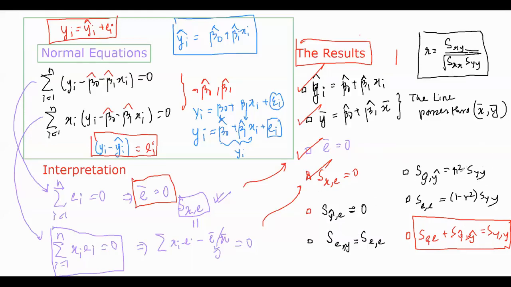Let's go back to the results and the proofs. What have we got? We have e bar equal to 0, and S(x, e) equal to 0. We want to prove that S(e, y hat) is equal to 0. Why is this 0? What is y hat? Y hat is beta naught hat plus beta 1 hat times x i. Let's not just write equal to 0, let's write it down.